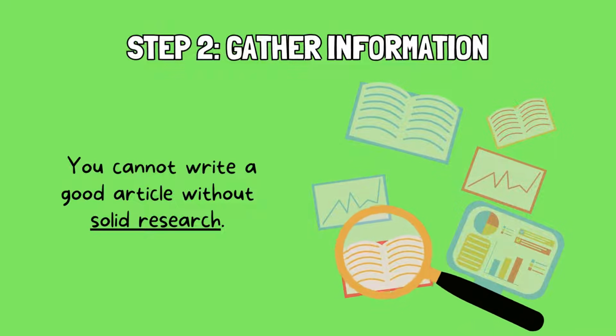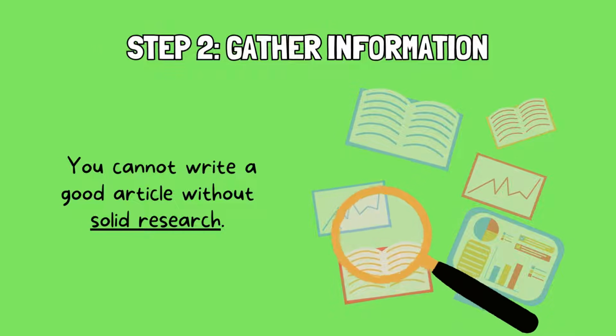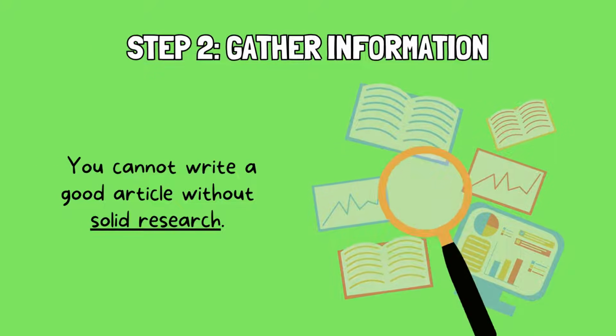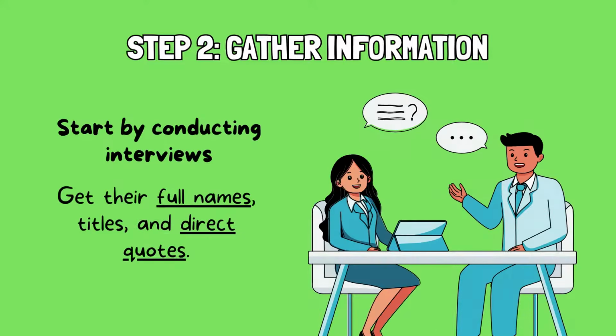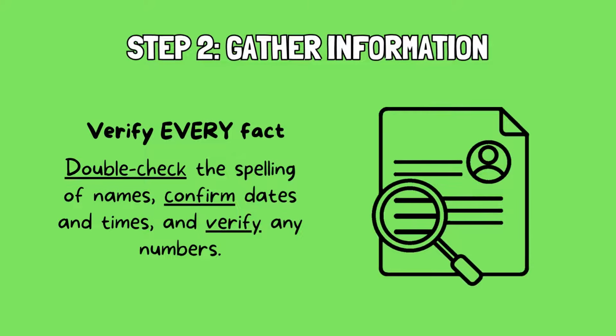Step 2. Gather information. This is the most important part of journalism. You cannot write a good article without solid research. Start by conducting interviews. Talk to the people directly involved in your story. Get their full names, titles, and direct quotes. If you're writing about that recycling program, interview the principal, the environmental club president, and maybe a janitor who will be handling the bins.